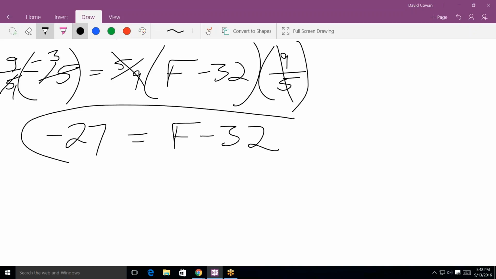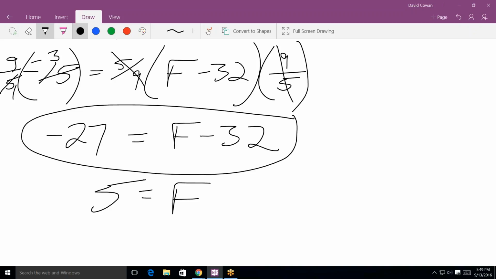Now this becomes relatively simple. So what's f equal to? It's 32 minus 27, 5. That's the first f. That's the f that corresponds with the minus 15 degrees Celsius. Now let's solve for the other f.